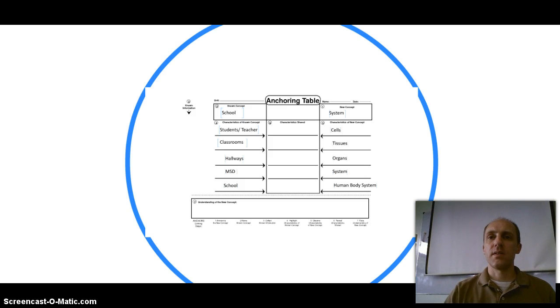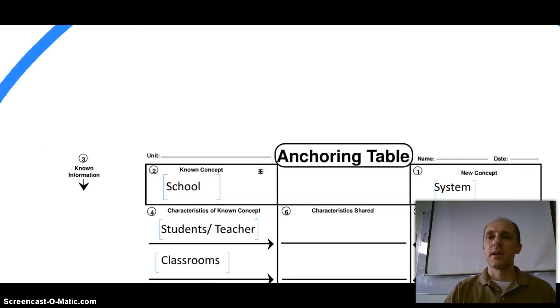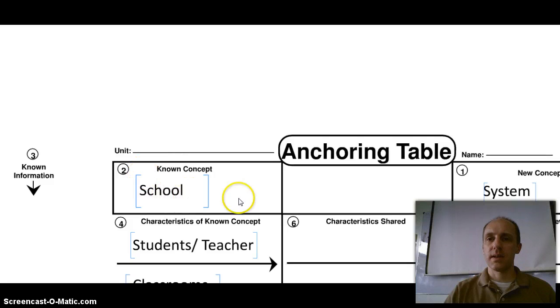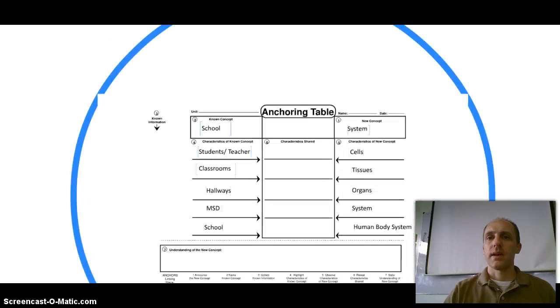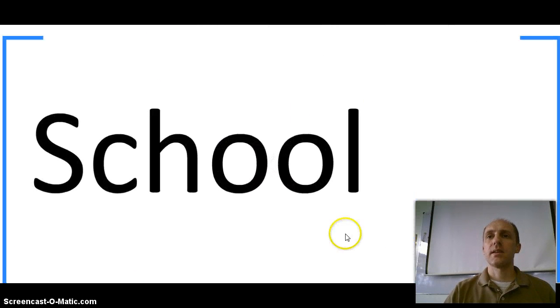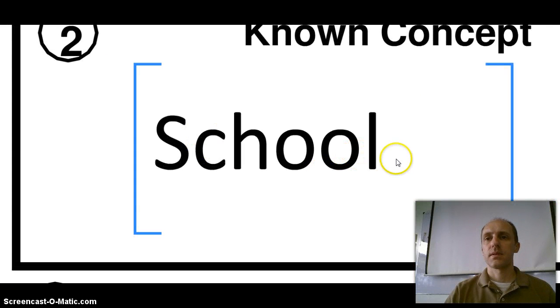Okay, so the first thing that you need to do is know that this is comparing this idea of school, which is your known concept, with the new concept of a system. So in your anchoring table, go ahead into the known concepts section and write the word school. School is something that you come to almost every day, so you have some familiarity with that. But I want you to think of a school as a school functioning together as a whole, rather than just a school as a place that you go to.